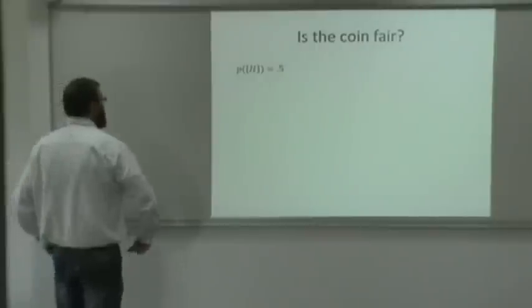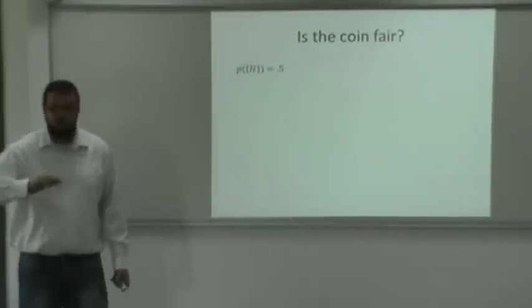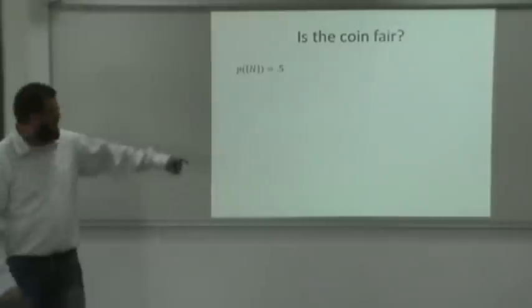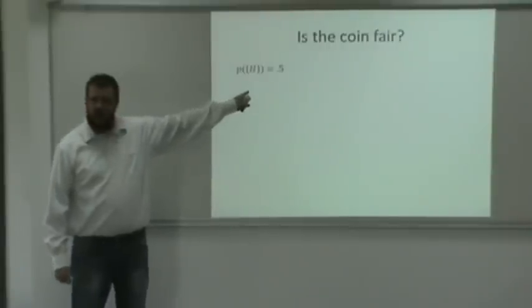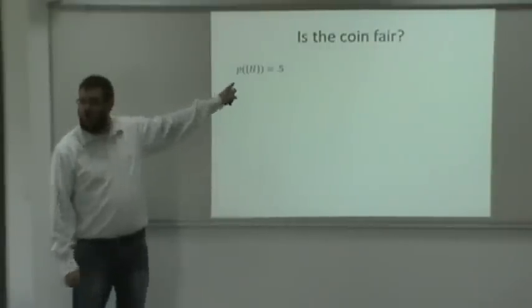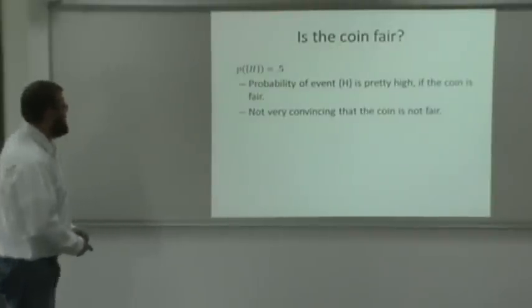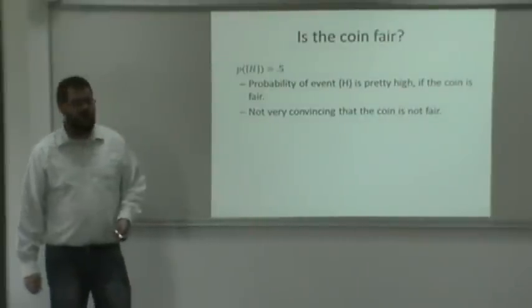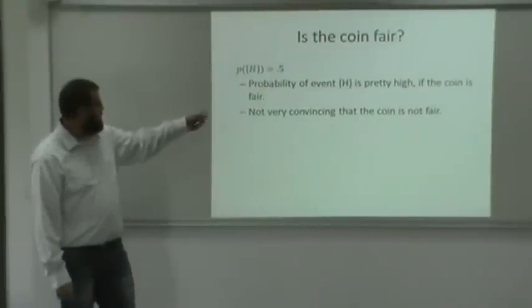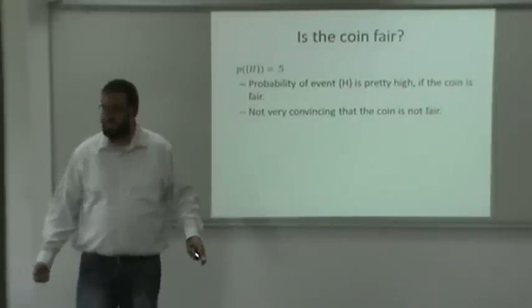So even though all of our observations were heads, there's a really high probability of getting a set of outcomes like this, right? 50% of the time, we're going to see a set of outcomes like that. So the probability of event H is really high if the coin is fair, so this is not very convincing evidence that the coin is not fair, right?